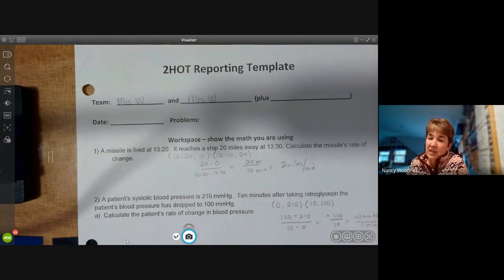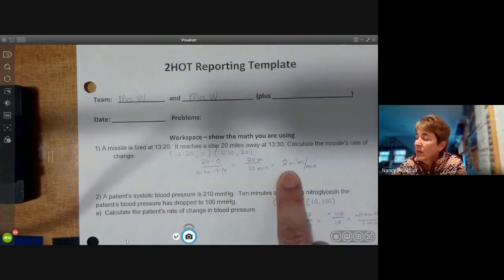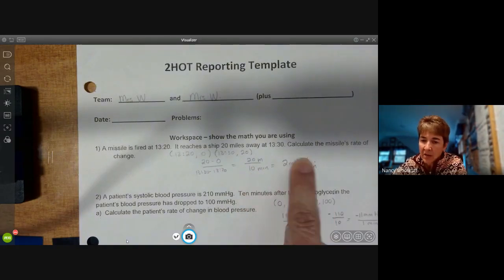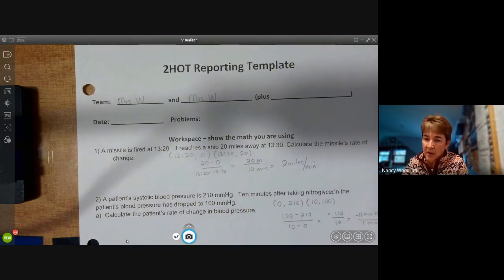So there's just an example of calculating slope, again, just a review. And also, rate of change is basically slope with units. And it's a unit rate, so we wouldn't leave it as a rate of change. We make it a unit rate by dividing.